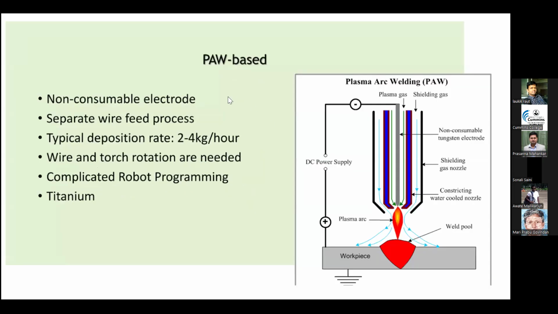Then this is plasma arc based. Again, the same method. So here we are using the tungsten electrode. So it is non-consumable in nature. And a separate wire feeder we have used, a separate filler wire we have to use in this process. Here the rate of deposition is more as compared to GTAW, that is 2 to 4 kg per hour. So again, the drawback is wire and torch rotations are needed. So two elements we have to automate.